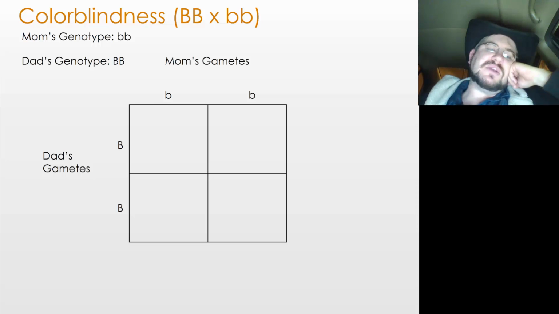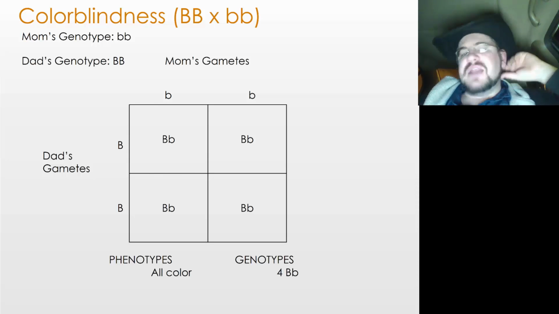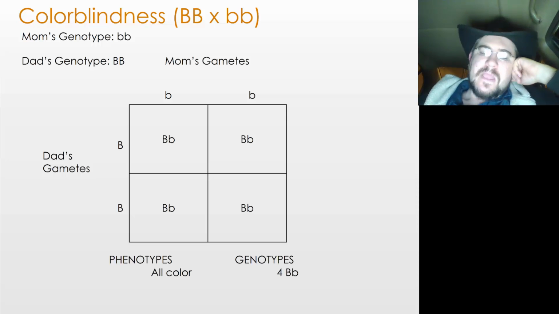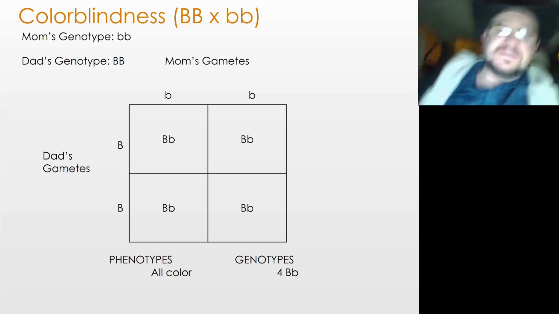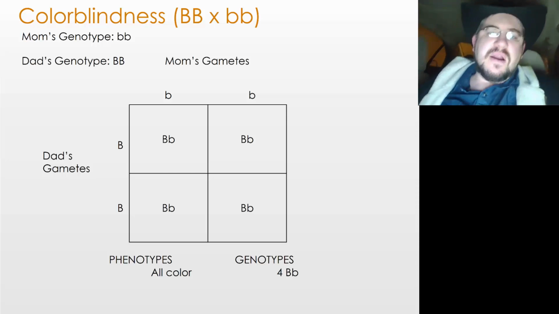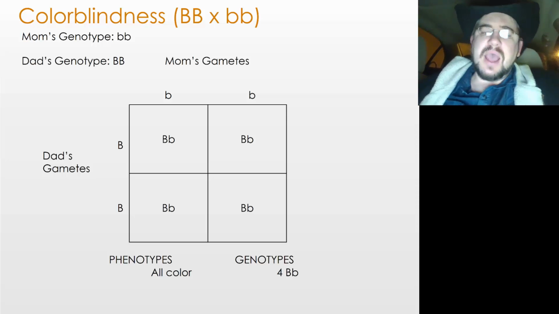This is our example of what to expect if he's homozygous dominant. And boom, there we go. Oh, a heterozygote. You know what? All heterozygotes. So, if dad is homozygous dominant, then the phenotypic ratio is basically 1.0 of all color, 1 to 0. They all see color vision. And the genotypes are 4-0 heterozygous.